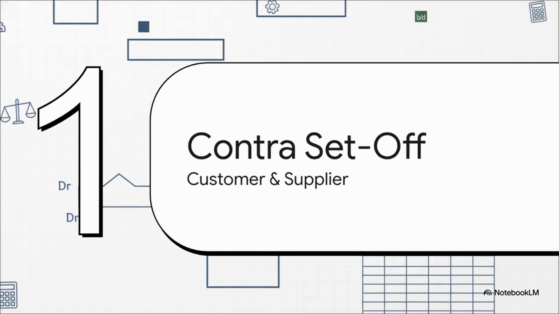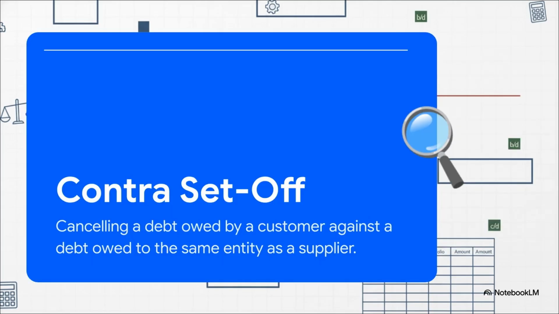Okay, let's talk about a special situation that examiners love to test, the contra entry, or what's sometimes called a set-off. This is a neat little accounting trick we use when the same company or person is both our customer and our supplier. It's really just a way to cancel mutual debts against each other. I mean, if we owe them money and they owe us money, it just makes sense to net it off, right? The key rule to remember, and it's a big one, is that you always use the smaller of the two balances for the set-off.